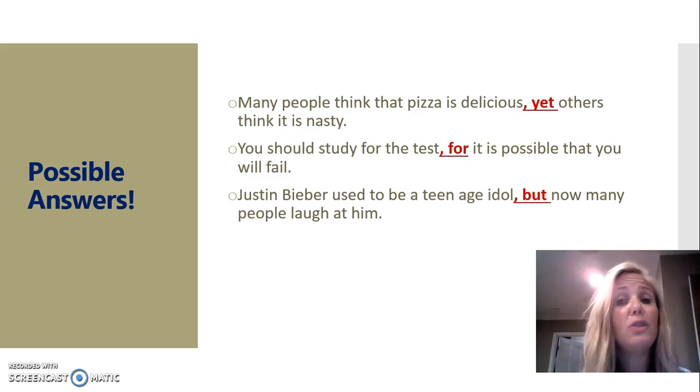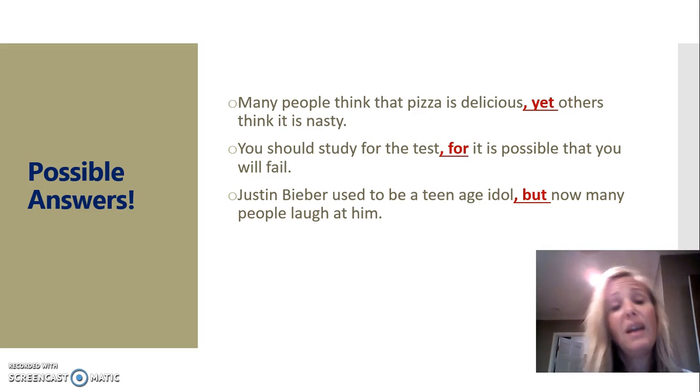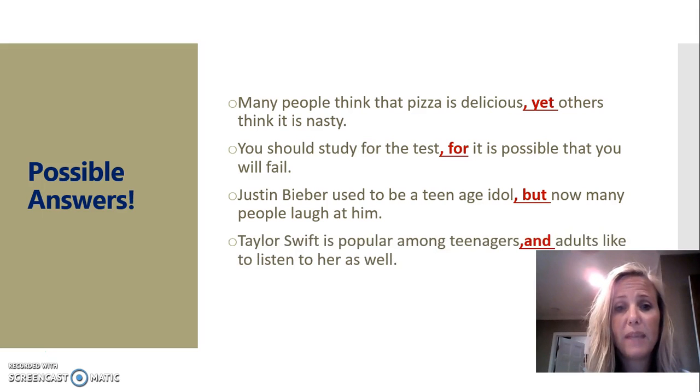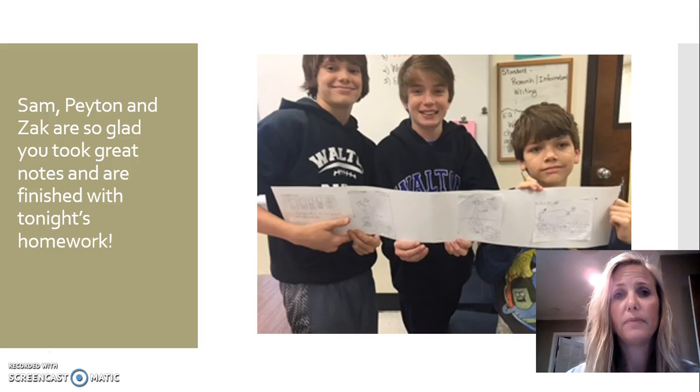Justin Bieber used to be a teenage idol, but now many people laugh at him. He's actually gotten some good songs coming back. I don't know, maybe he'll make a huge comeback. And Taylor Swift is popular among teenagers, and adults like to listen to her as well. I like her quite a bit. So you should have all 4 of these sentences in your notes. If you don't, please pause and get them written in there so when I check them tomorrow, I don't have to yell at you. All right.